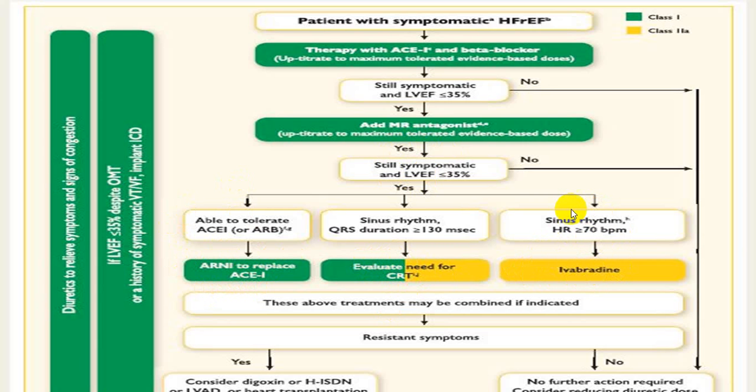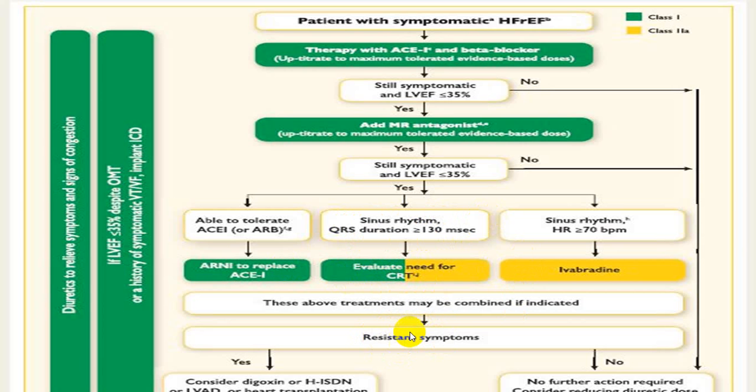If the heart rate is still more than 70, ivabradine should be added. If the person has not got sinus rhythm and QRS is prolonged, more than 130 milliseconds, then you might have to go for CRT. And even after that, still the person is not responding.